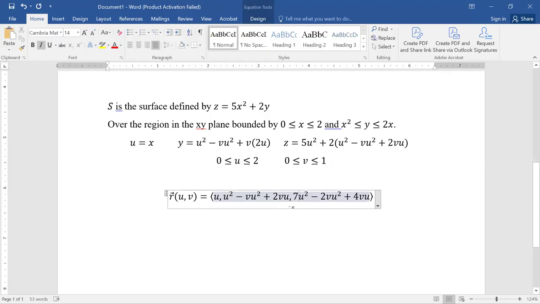So that is the parameterization. This vector valued function along with these bounds. That's a parameterization of this surface over this region in the XY plane. So the portion of that surface over the given region in the XY plane.